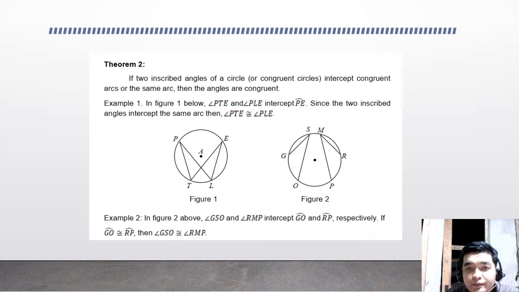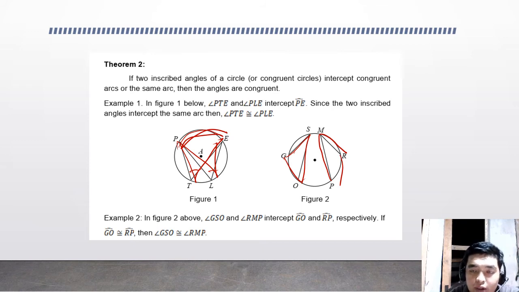Next, Theorem 2: if two inscribed angles of a circle or congruent circles intercept congruent arcs or the same arc, then the angles are congruent. We already discussed this. If they have the same arc, for example in figure 1 below, angles PTE and PLE have the same intercepted arc. It follows that their angles are also congruent. In figure 2 above, GSO and RMP intercept GO and RP respectively, if and only if GO and RP are the same.